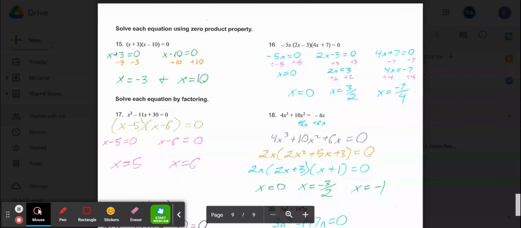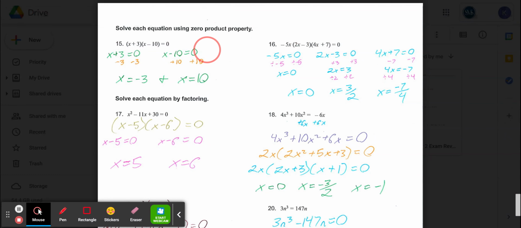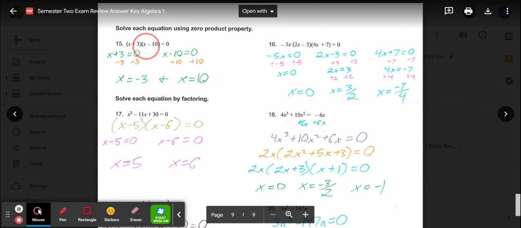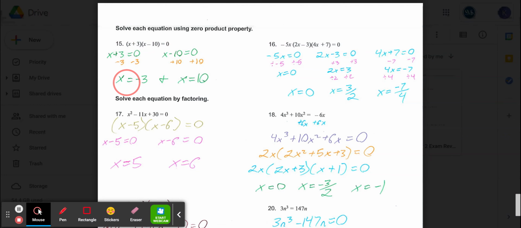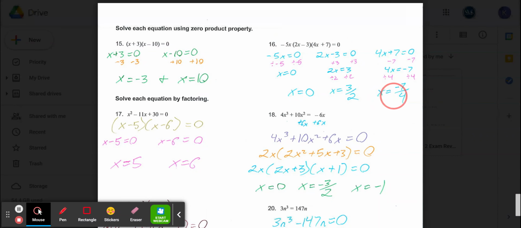And then we get to our last page of the review. Now we're solving using the zero product property. So that means if it's already factored, we just take each part and set it equal to 0. So x plus 3 equals 0, x minus 10 equals 0. Solve each for x, and x is negative 3, and x is positive 10. In 16, we have 3 parts, set each equal to 0, and x is 0, 3 halves, or negative 7/4.